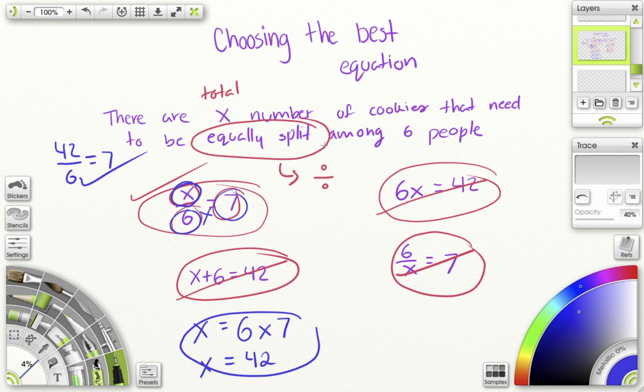Multiplication would be: each person pays $5 and you got 6 people to pay you $5 for a ticket for an event. How much money did you get in total? So that would be multiplication. All right, so you have to really pay attention to the wording of those questions in order to make sure you know which equation best fits.